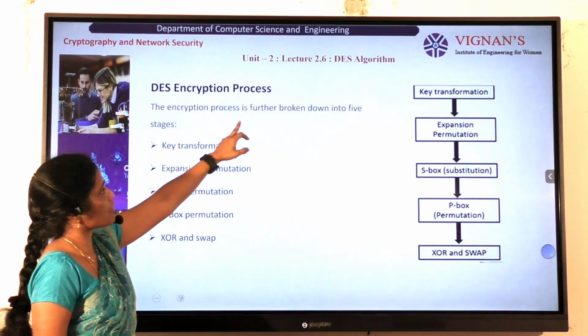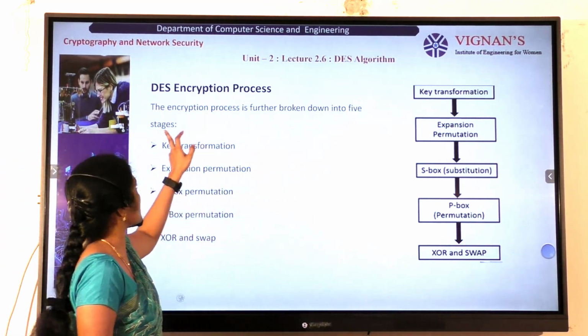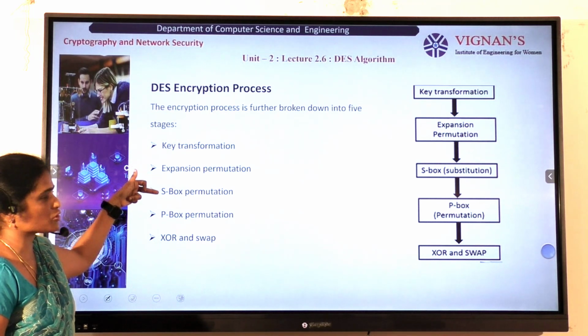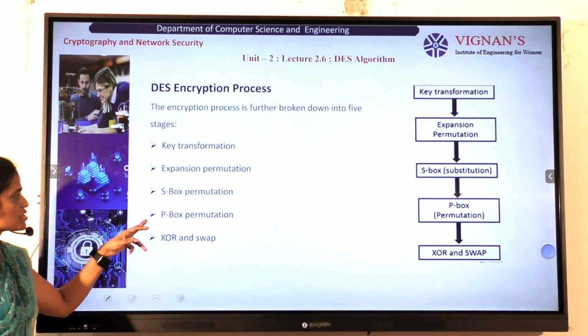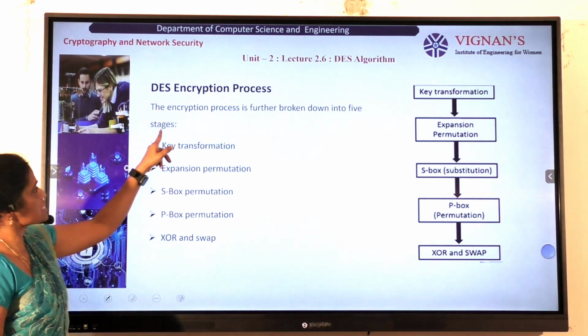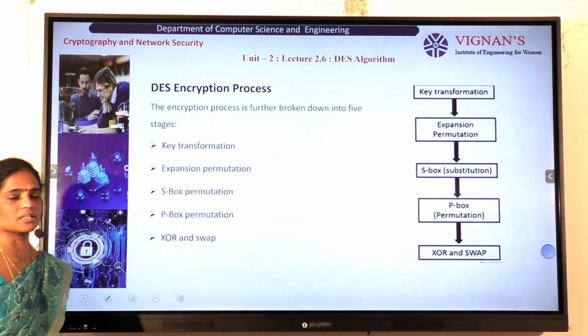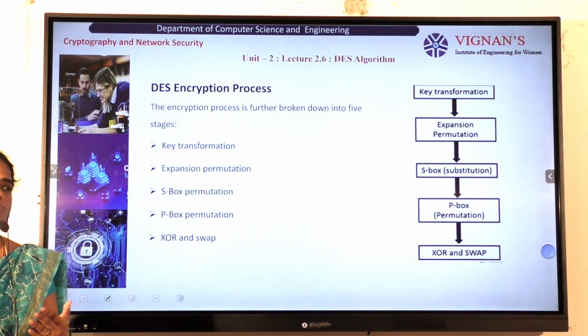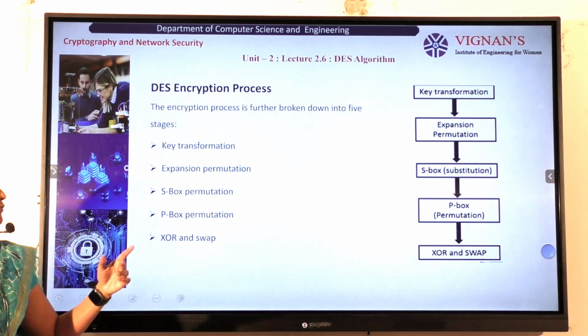So the encryption process is further broken down into 5 steps. One is key transformation, next is expansion permutation, next is S-box permutation, P-box permutation, XOR and swap. So what is going on in key transformation? In the key transformation technique, the key is reduced from 64 bits to 56 bits.